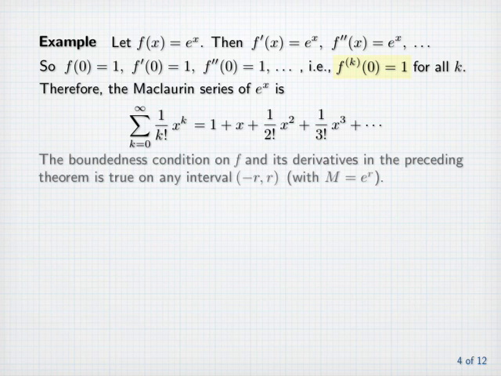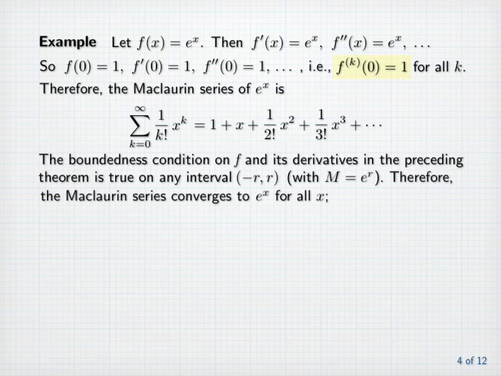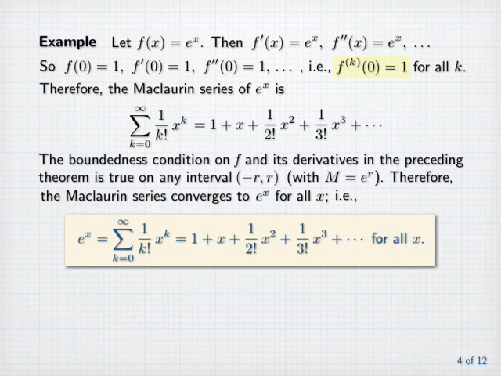The boundedness condition on f and its derivatives in the preceding theorem is true on the open interval from minus r to r for any r, with the upper bound capital M equal to e to the r. Therefore, the Maclaurin series converges to e to the x for all x. That is, e to the x is equal to the sum from k equals 0 to infinity of 1 over k factorial times x to the k for all x.